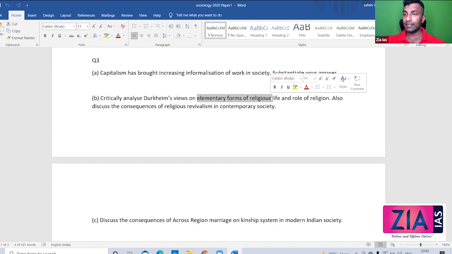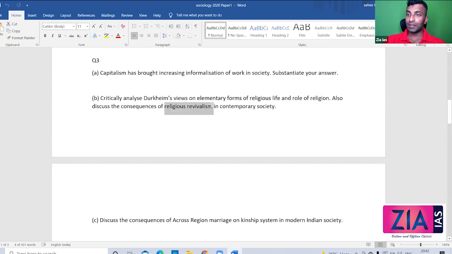That religion is a unified system of beliefs and practices related to sacred things. That is to say, things set apart and considered forbidden. Those who follow the same beliefs and practices will be united under one single moral community called a church. That's the second part. That's a function. First part, it's a composition. Both you need to explain. And then talk about what is religious revivalism, the context and the problems.